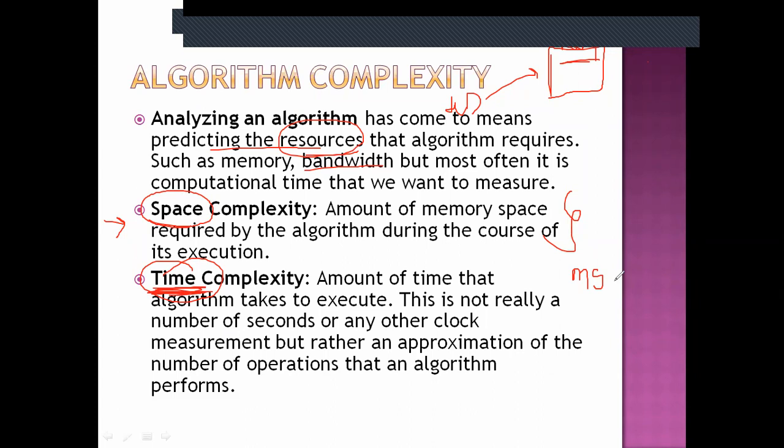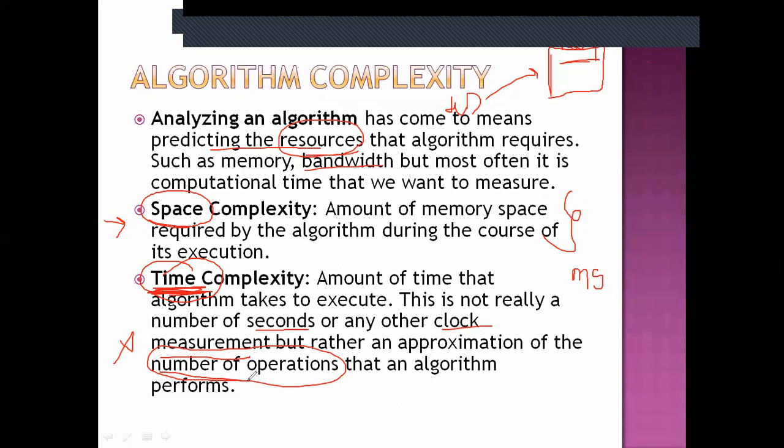No, but that is wrong. All others who are thinking that we can measure the time in these units, that is the wrong thing. So here I have written, whenever you are saying how many seconds are taken, or if you're using any other clock measurement like microseconds, that is the wrong thing. So what do you mean by the time complexity? Time complexity means how many operations are being performed by your algorithm. So please remember this thing.